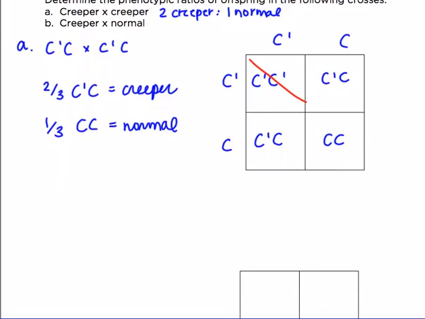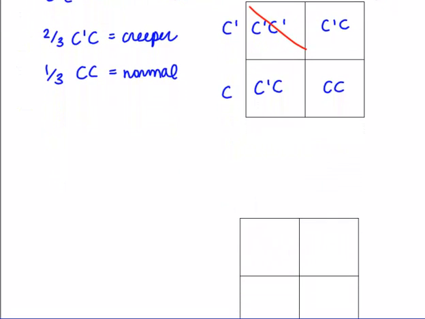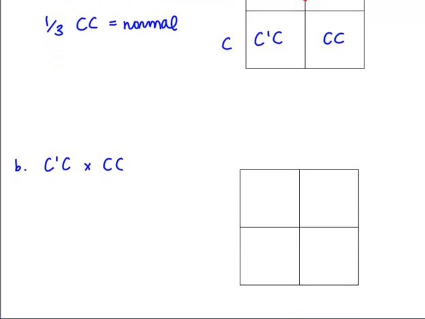For the second cross, you have a creeper chicken times a normal chicken. So to be creeper, again, it's C', C, and a normal is CC. So let's do the Punnett square. You have C', C, CC, C', C, CC.